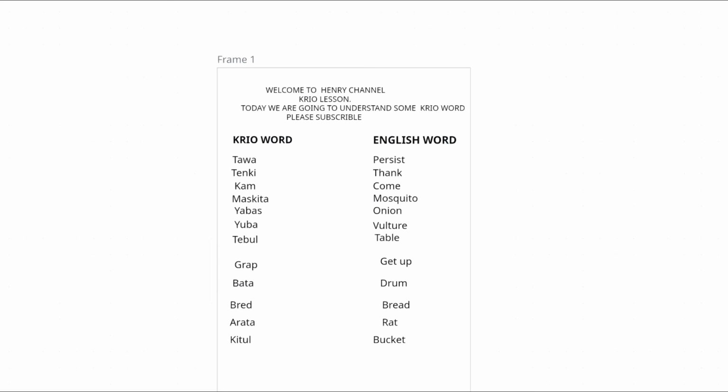First of all, Krio is a general communication language in Sierra Leone. 96% of the population are engaging with this language. Krio comes from the slave trade, from slaves like the Black Poor, the Maroons, and the Nova Scotians when they settled in Sierra Leone. So guys, Krio comes from the Black Poor, and they come from different countries like the USA, the British, and the Western Indian.